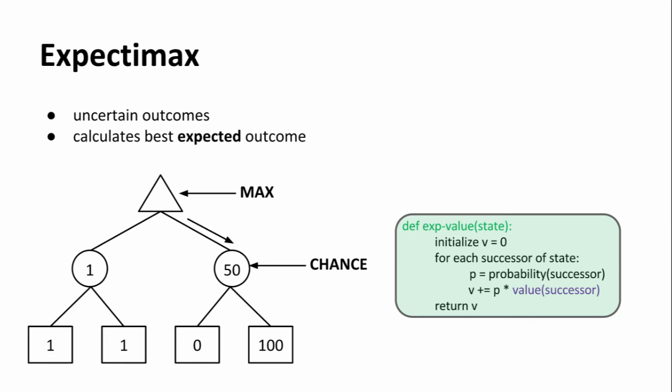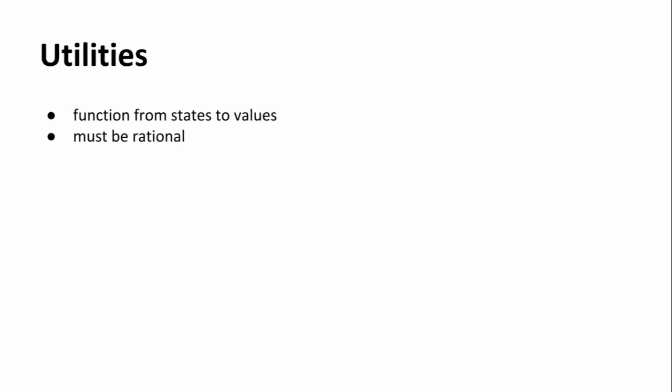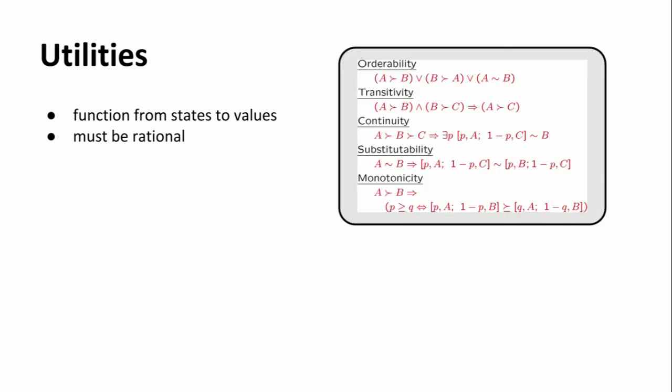The final topic that I wanted to cover was utilities. So utilities are super simple, and we've already used them a lot. But basically what they are is a function from some state in your problem into real values. And we say that utilities must be rational. I'm not going to spend too much time on this, but basically there's just a list of rational axioms that your utility must satisfy. Okay? Now, utilities are very simple. You just kind of plug in some value into a function to get the utility.